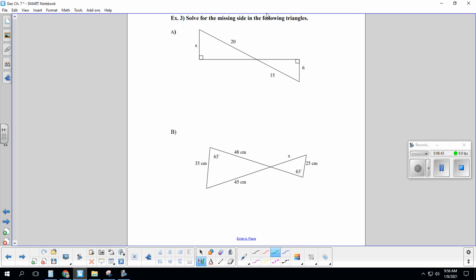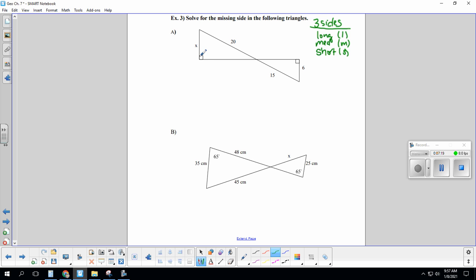Okay. Example 3, we are going to solve for the missing side of the following triangles. I think of a triangle because it's got 3 sides. So in a triangle, usually we have a long side, a medium side, and a short side. I'm going to be abbreviating them as long, medium, and short. That helps me group the things together that belong together. So I'm looking at this triangle right here.